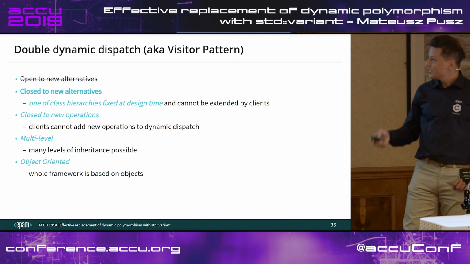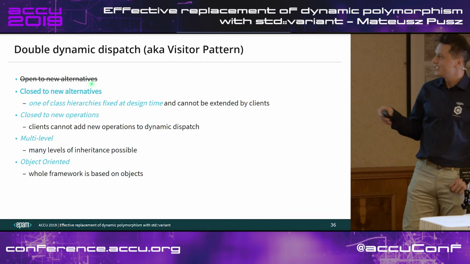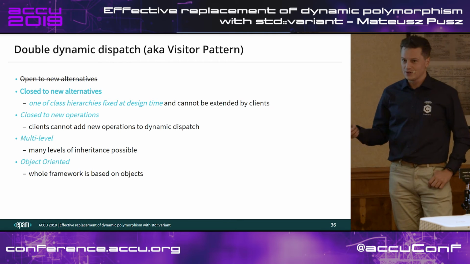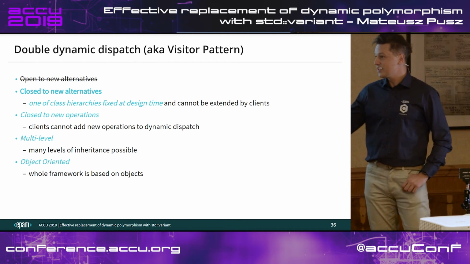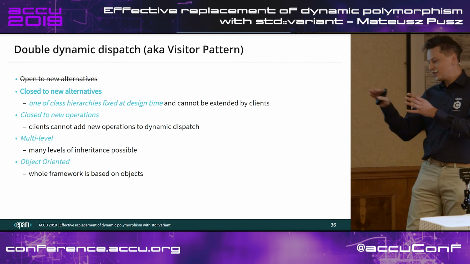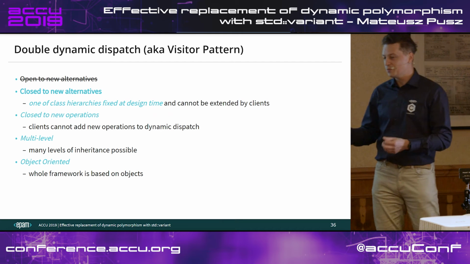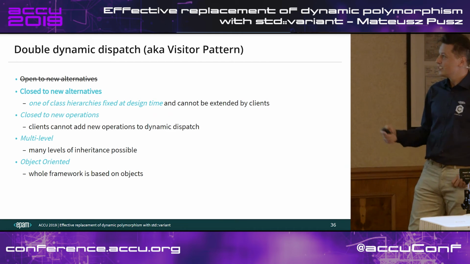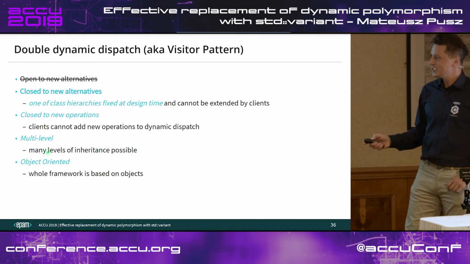Double dynamic dispatch is similar to the previous one, with the difference that it's not open to new alternatives, because you cannot easily add things like states, for example. You've seen that our state had overloads for each single event in the system. So if you would like to add a new event, you would have to refactor the base class for state and add a new member function. So right now it's closed to new alternatives, it's closed to new operations, it's multi-level, it's object-oriented.